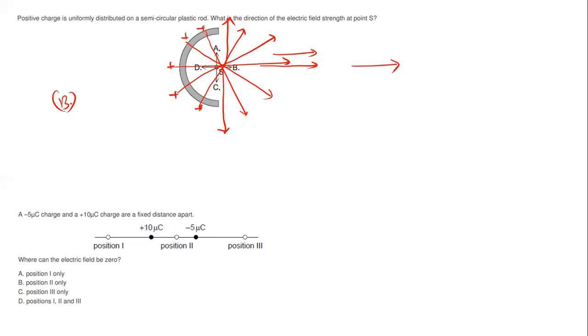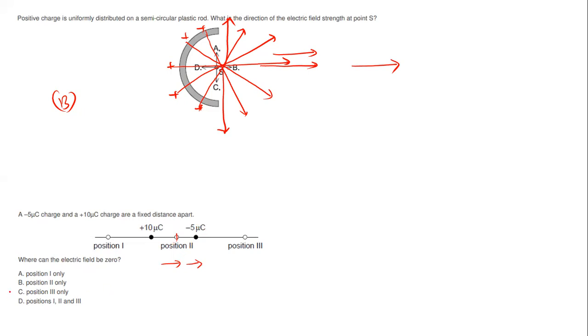Answer is B. Then a minus 5 microcoulomb and a plus 10 microcoulomb are at a fixed distance apart. Where can the electric field be zero? We need to find out where the electric field is zero. If I keep it here, definitely it is not zero. Why is it not zero? Because the 10 microcoulomb is now pushing the particle like this. It has an electric field like this. The minus 5 is attracting it like this. So this position is not zero.